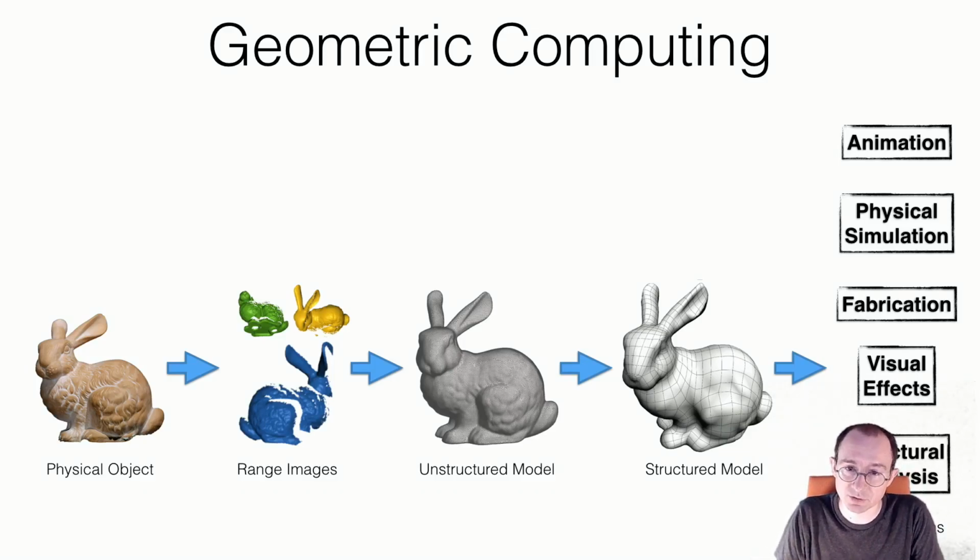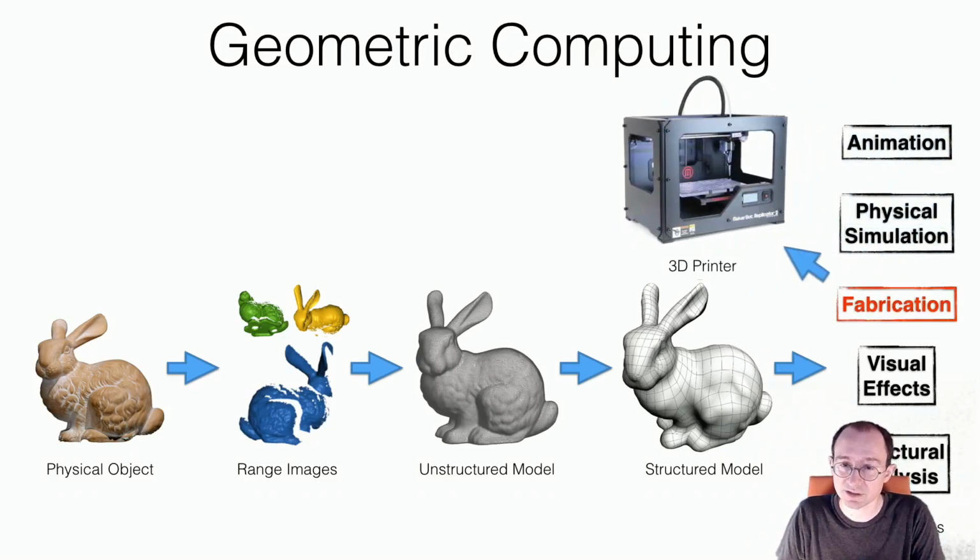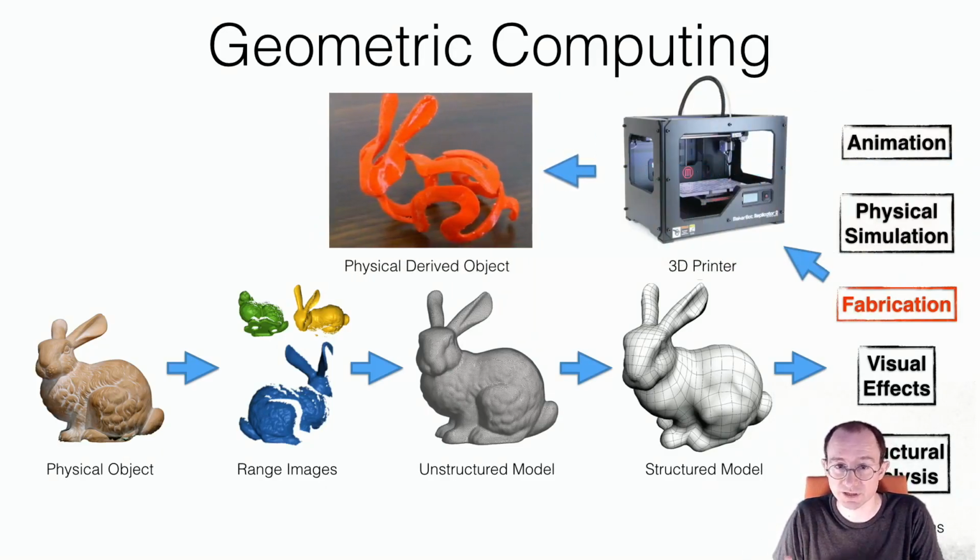Let's take one of them. Let's say that we want to use this geometry for fabrication. Then the questions are, how can I prepare this geometry to be sent to a 3D printer? And then, after you produce the object, is the object going to be stable, robust, realizable by that printer, and so on.